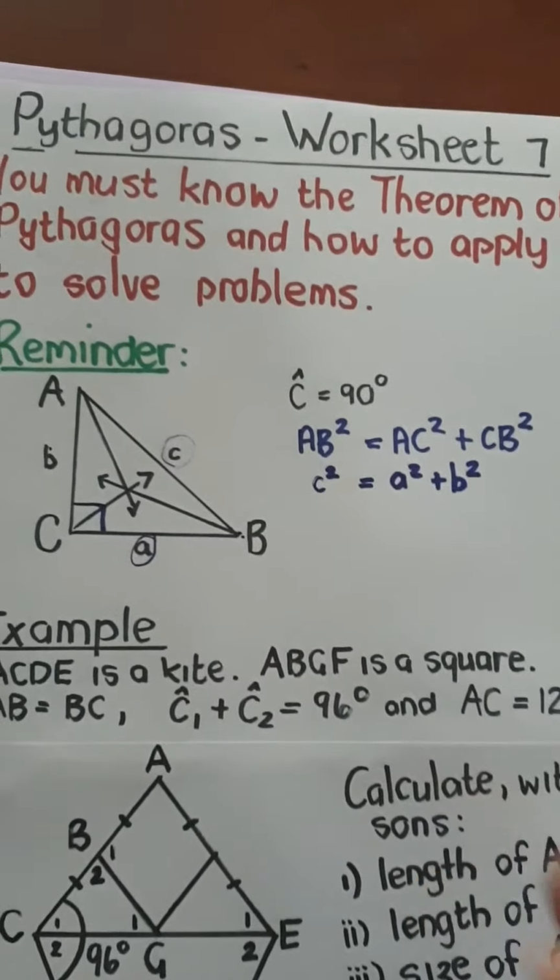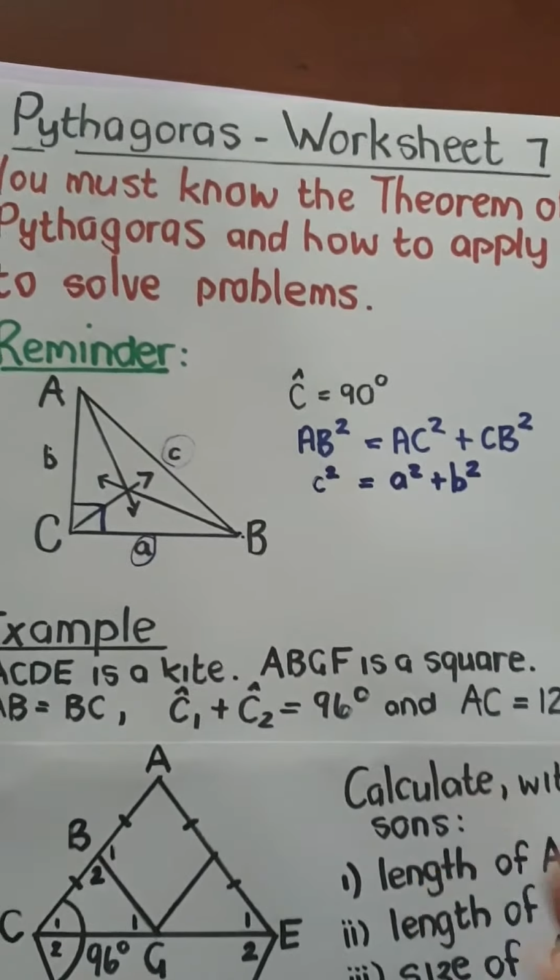You will see that the diagrams in worksheet 7 are becoming a bit more complicated. There's a lot of information in it. So let's just quickly start with the information that is given. They tell you that ACDE is a kite. So that is ACDE.